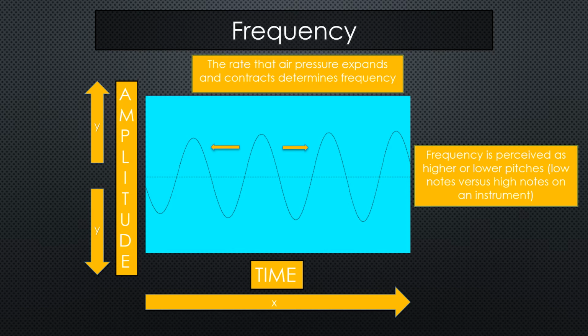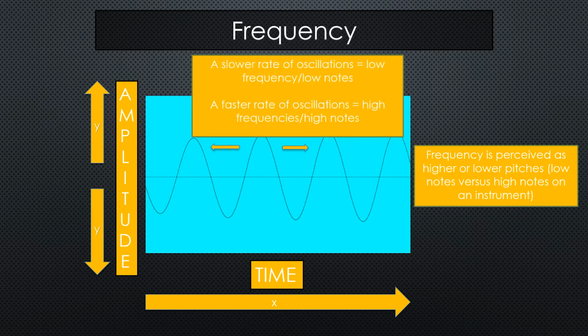So the greater the rate of change of this air pressure contraction and expansion is what we call frequency. So as mentioned, a slower rate of oscillations equals low frequency, low notes. A faster rate of oscillations equals high frequencies or high notes.